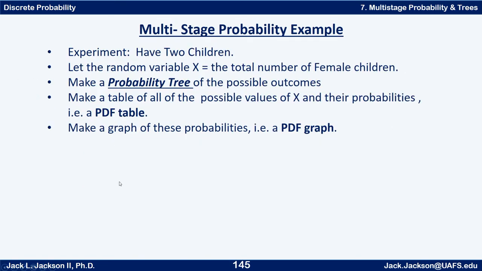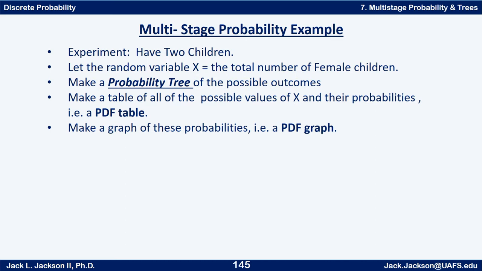Okay, so one way we can keep track of this is what's called a probability tree. We're going to try to make a probability tree here. And then after we get our probability tree, we're going to use that to make a table of all the possible values of X and their probabilities. In other words, a PDF table, probability density function table. And then make a graph, a little bar graph, of these probabilities, which is our PDF graph.